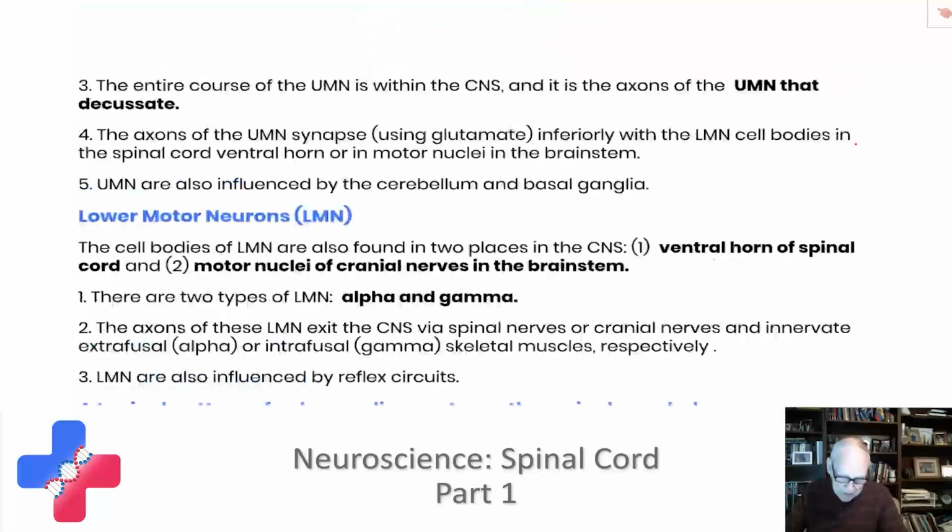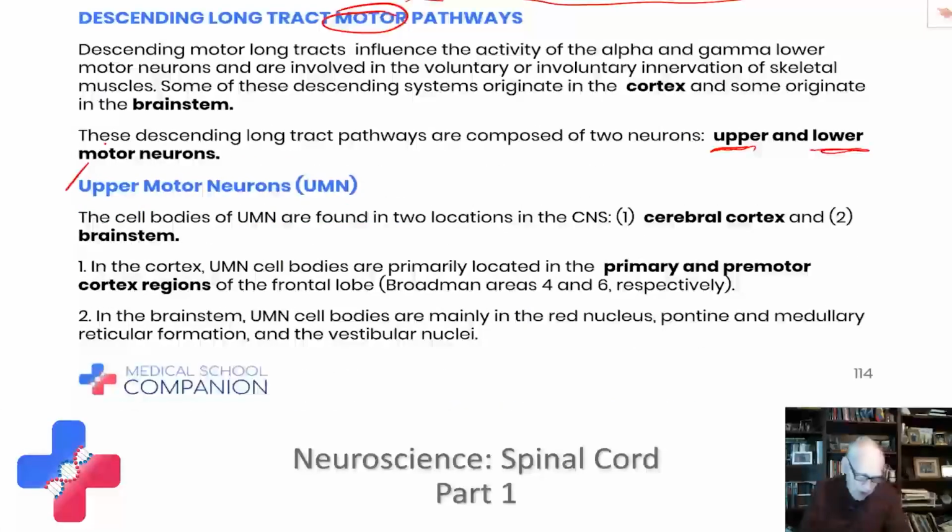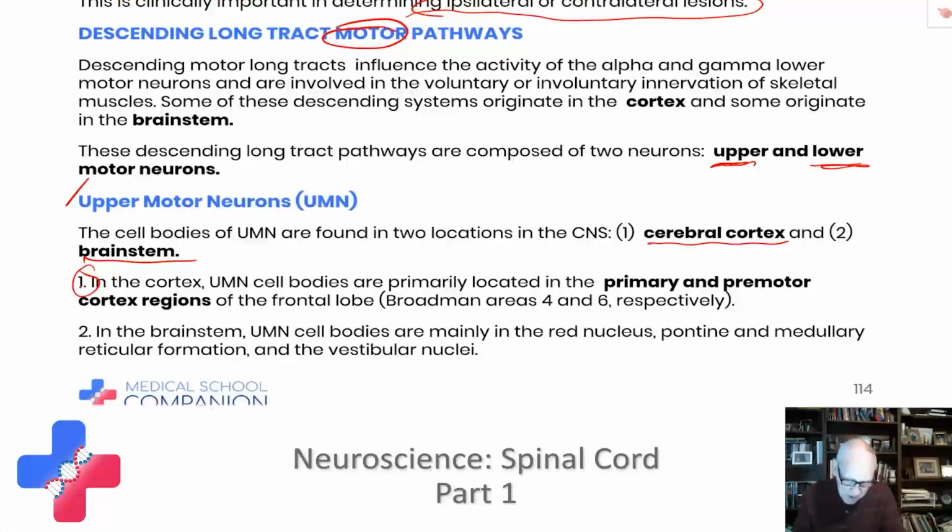Now, when you talk about, first of all, the upper motor neurons, this is a cardinal piece of information. Notice all upper motor neurons that are forming these tracts are found in one of two places. They're in the motor cortex, cerebral cortex, or in nuclei in the brainstem. Now, notice if you're in the cortex, which is the primary one that we'll talk about, these upper motor neurons are in what we call the motor cortex. It's called the primary and premotor cortex. You remember this is frontal lobe. Dr. Brodmann numbered these areas, area 4 and 6.